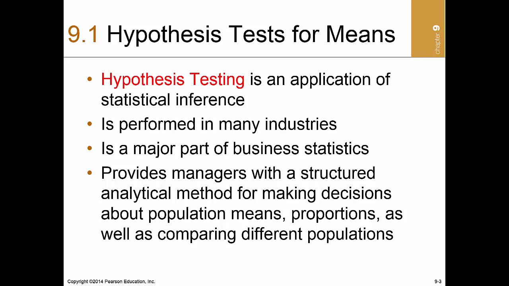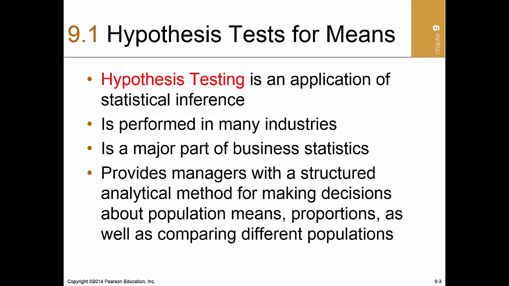Statistical hypothesis testing provides managers with a structured analytical method for making decisions of this type. It lets them make decisions in a way that the probability of decision errors can be controlled or at least measured. So even though statistical hypothesis testing does not eliminate the uncertainty in the managerial environment, the techniques involved often allow managers to identify and control the level of uncertainty.